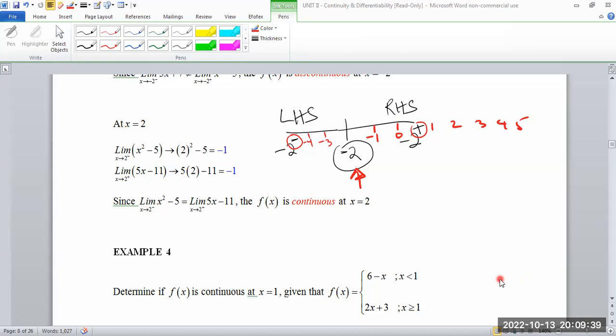What happens to the left of 1? What value do you get to the left of 1? Anybody, somebody, quick and fast. 5, sir. Very good. Excellent. What value do you get to the right of 1? 5, sir. So therefore, it's continuous. Easy 1, 2, 3.